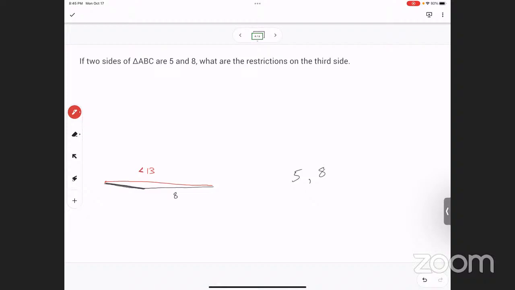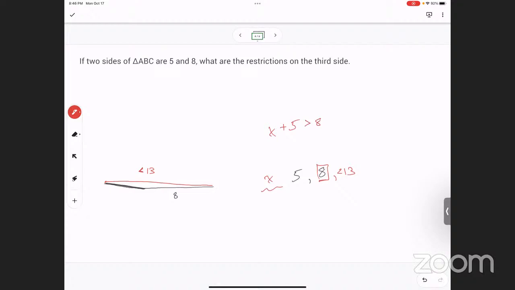But then the other thing you can think is, let's assume that the unknown side is the smallest side. So it's got to be less. 13 is the max, so it has to be less than 13. And if the missing side was on the smaller side, then that would mean 8 would have been the bigger side. So we'll call this x. x plus 5 has to be greater than 8.